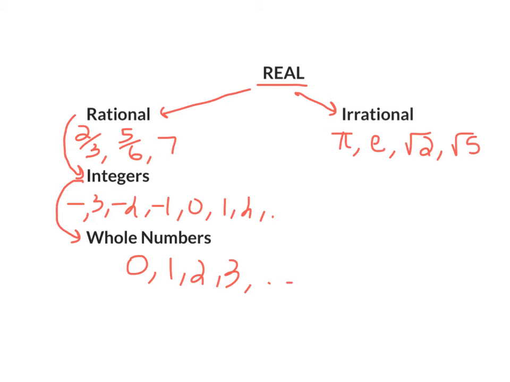So everything is real for now. Rational, irrational. Remember, rational you can write as a fraction, irrational you cannot. Integers, rational numbers including negative numbers that are not fractions or decimals, and then whole numbers beginning at 0 and increasing forever.